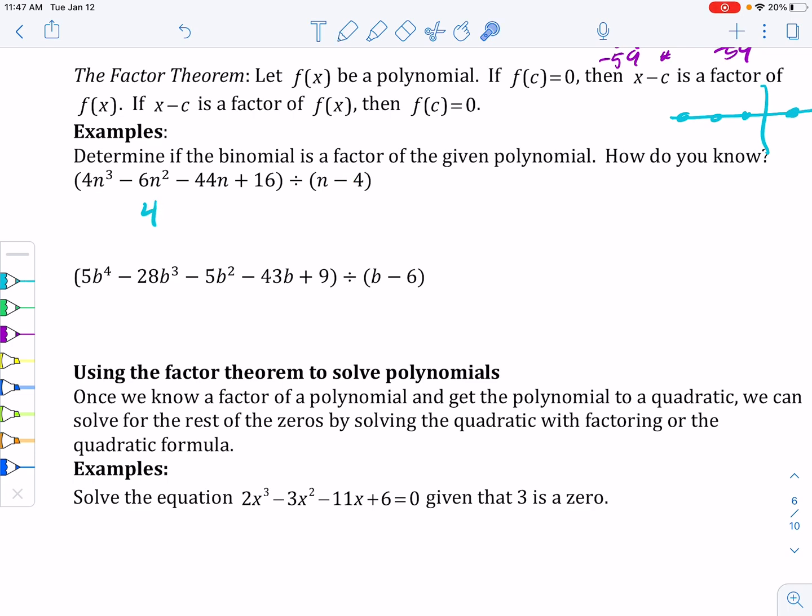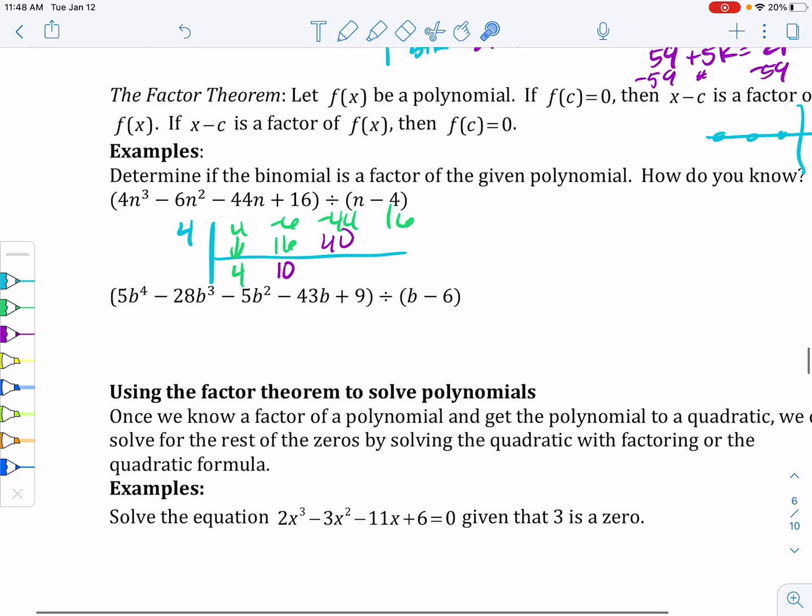I check my polynomial: cubed, squared, 1, none. I'm not missing any powers. It's going in descending order. I should probably make that a little higher so I have space to write. So then we've got 4, -6, -44, and 16. So I bring down the 4. 4 times 4 is 16. I add -6 plus 16. That gives us 10. Then I do 4 times 10 is 40.